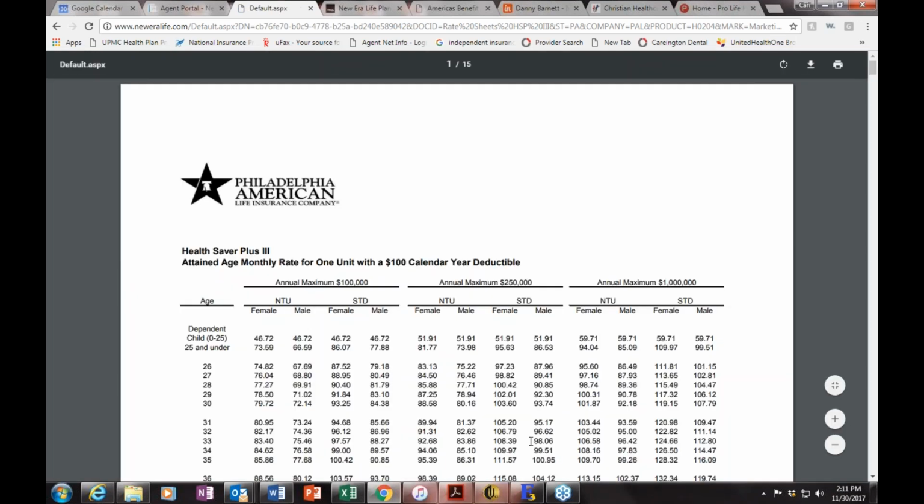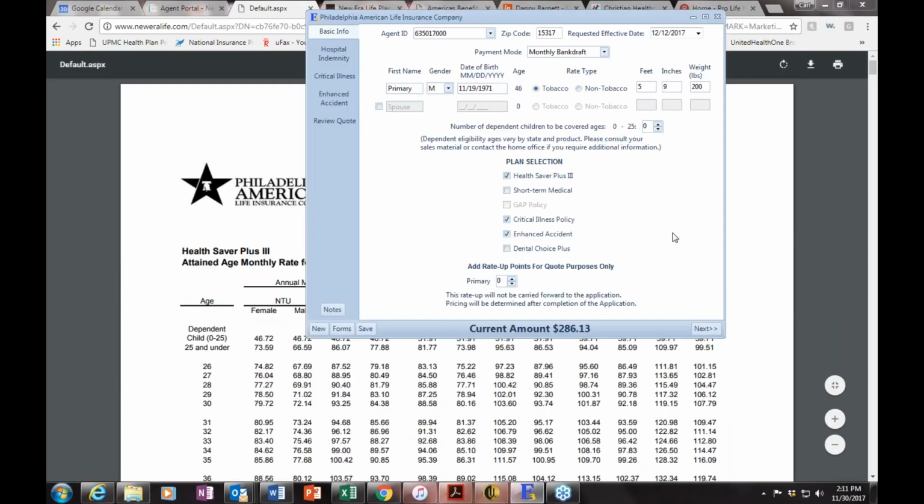You can use your quoting software here and for any state. So say you're only appointed in Pennsylvania right now. If you wanted to run somebody a quote for another state, you could still run them a quote. You won't be able to submit an application for them until you're appointed in that state, but you can still play around with it and get them rates for any state that you're looking for.